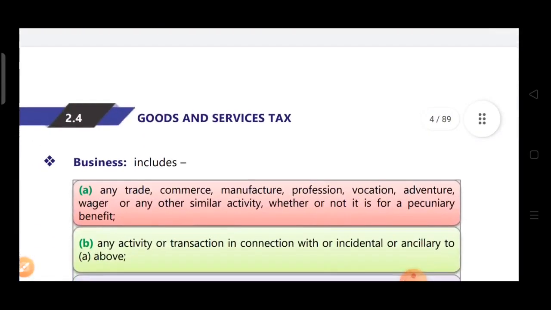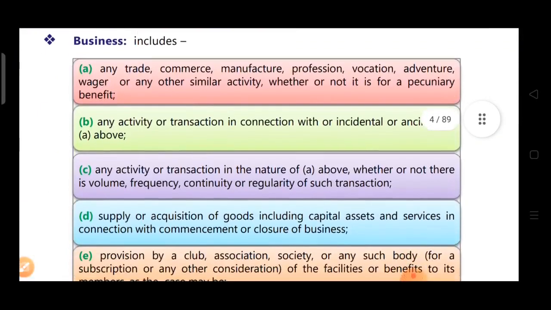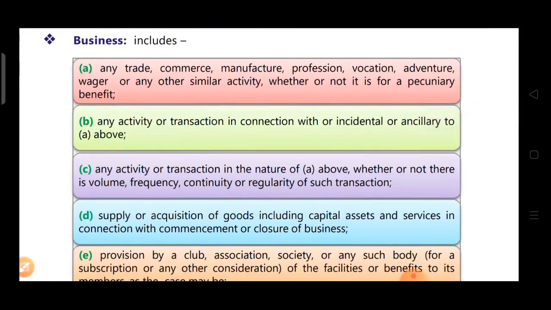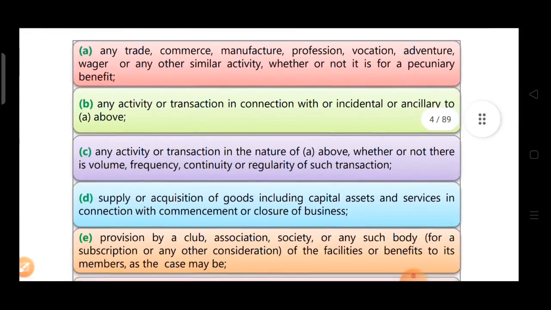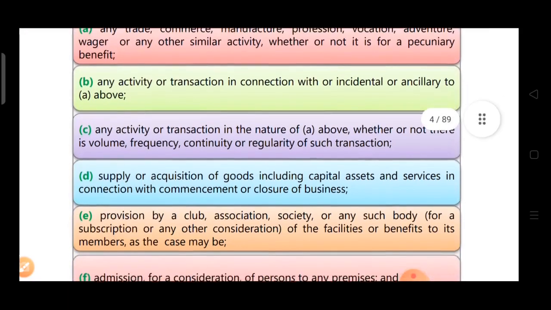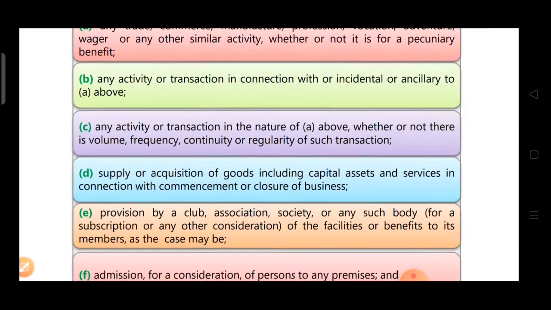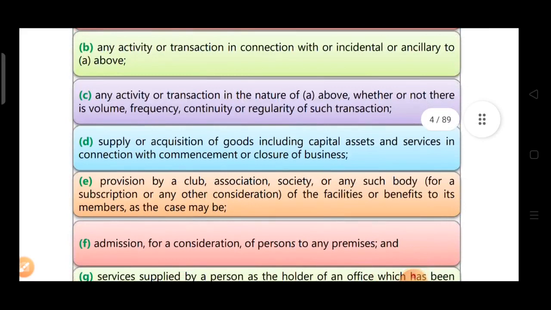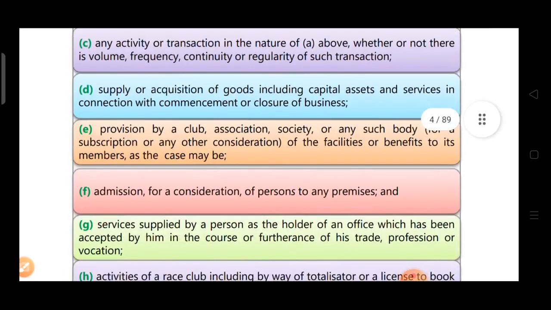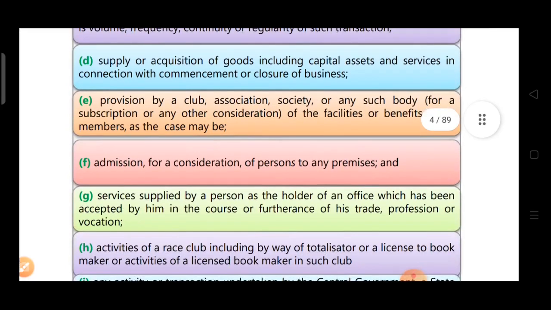So altogether, just a recap once, business includes trade, commerce, manufacture if they are done, or any other similar activity, whether or not it is for pecuniary benefit, then any activity incidental to the activities mentioned in A, then any activity as mentioned in A, whether or not such activity has volume, frequency, continuity or regularity, then any supply of goods including capital assets and services done in connection with the commencement or closure of business, that is included in the definition of business.